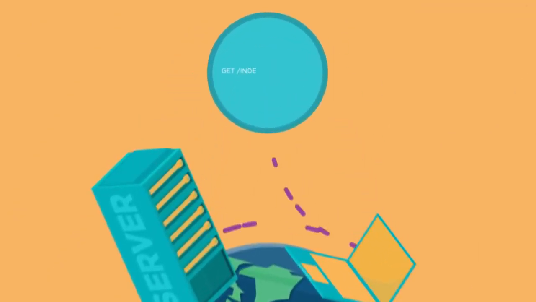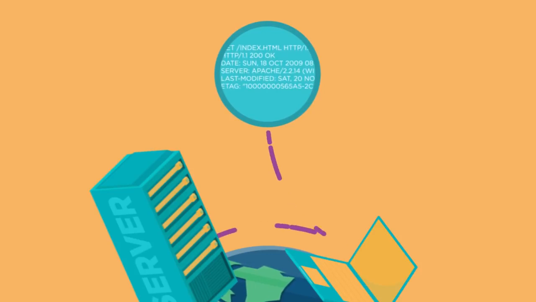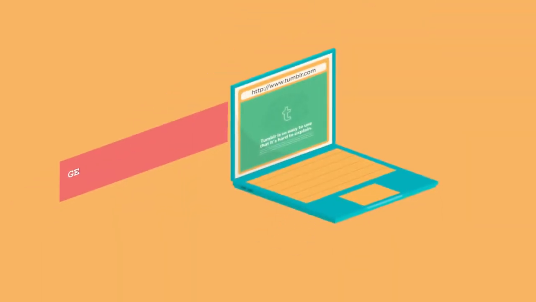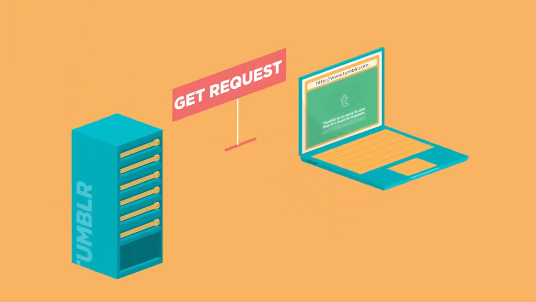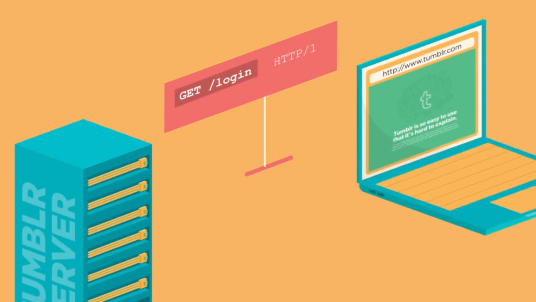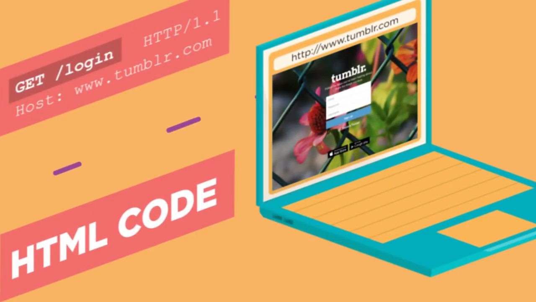If you were to intercept the conversation between your computer and a web server on the internet, it's mainly made up of something called GET requests. And those are really very simply the word GET and then the name of the document that you're requesting. So if you're trying to log into Tumblr and load our login page, all you're doing is sending a GET request to Tumblr's server that says GET /login. And that tells Tumblr's server that you want all of the HTML code for the Tumblr login page.